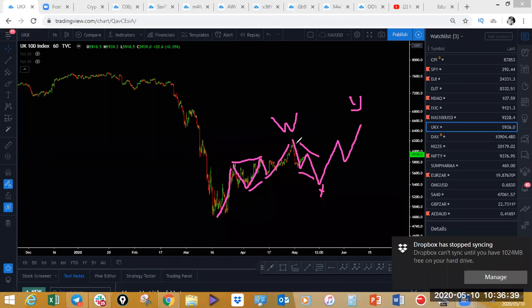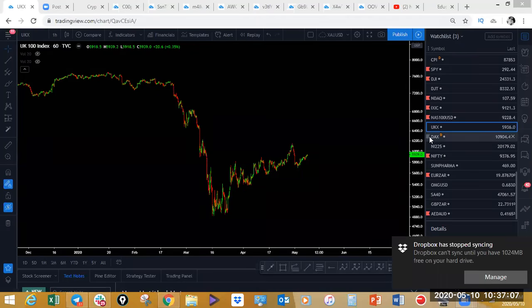The X does not have to be a zigzag. This X can also go sideways like this. It can also be 1, 2, 3, pullback, and 1, 2, 3. So we just focused on the normal structure, which is a zigzag. That is what we put in as a three-wave correction. But the fact is, it can be any three-wave corrective structure in here. That is the UK 100. Let's look at the DAX.